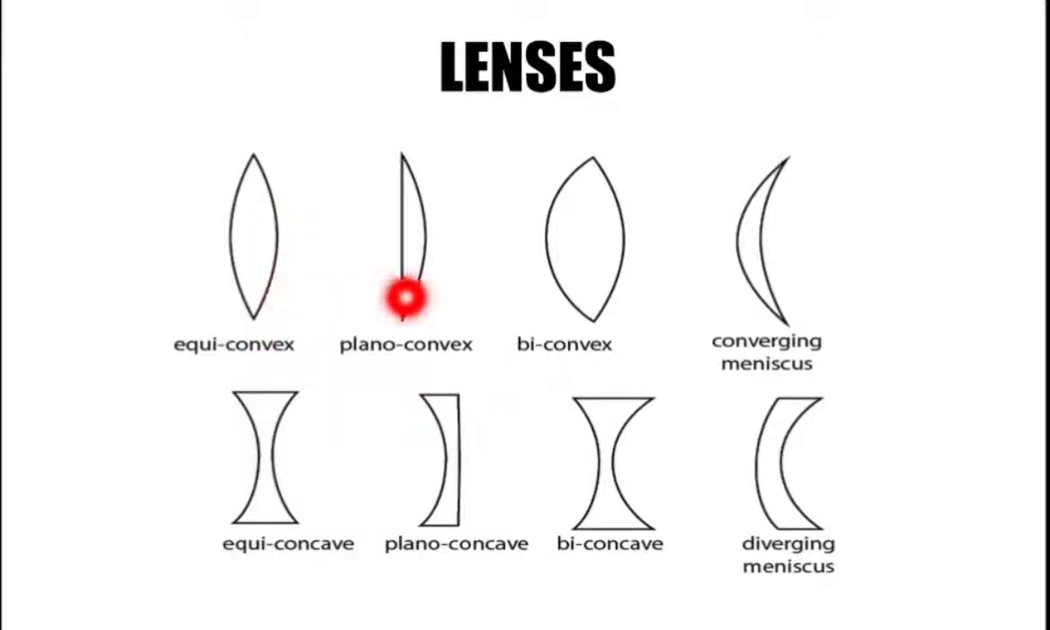These are plano-convex, biconvex, converging meniscus. Similarly, in the concave, this is the simple concave lens, which is also known as equiconcave. Plano-concave, this one is plano-concave, this is biconcave, and this is the diverging meniscus. So in each of these shapes, you can see one of the surfaces is spherical.